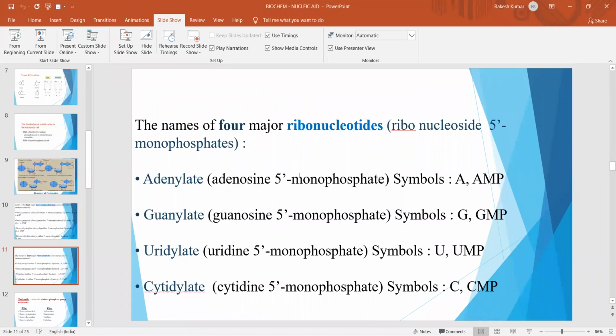The names of the four major ribonucleotides are adenylate, also known as adenosine 5' monophosphate, and depicted as capital A or AMP. Guanylate, also known as guanosine 5' monophosphate, and it is also written as capital G or GMP. Uridylate, also known as uridine 5' monophosphate, and it is also written by U or UMP. Similarly, cytidylate, also known as cytidine 5' monophosphate, and also written by capital C or CMP.